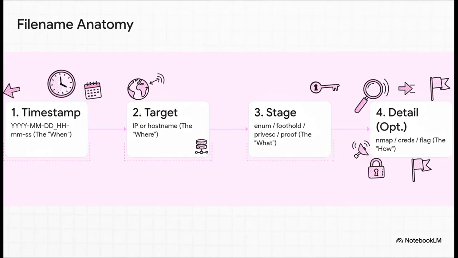Here's the whole formula. It's so easy. First, you've got the timestamp. That's the when. Next, the target IP address. That's the where. Then you have a stage tag like enum for enumeration or privesc for privilege escalation. That's the what. And finally, if you want a little extra detail like nmap or creds, that's the how. That's it. You're giving your future sleep-deprived self the exact clues they need right in the file name.